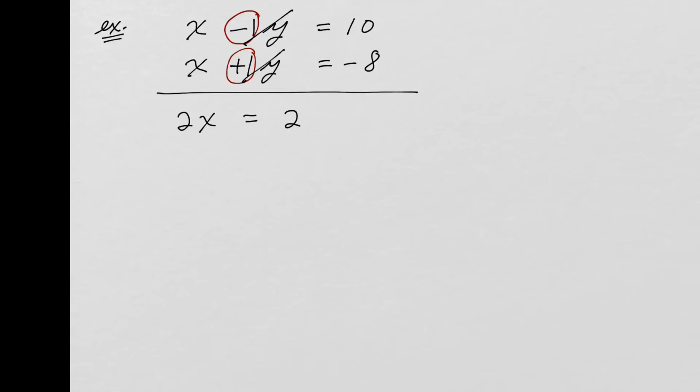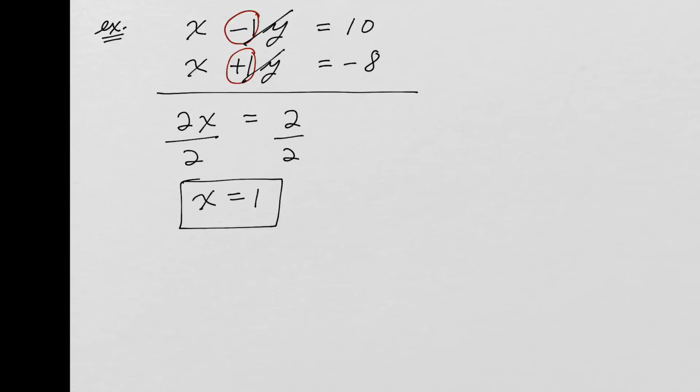Okay, so I've eliminated y. Now I have an equation just in terms of x. I can solve this for x. I would just divide both sides by 2. So I have x is equal to 1. So I'm half done, right? And now I can do the last step, right?